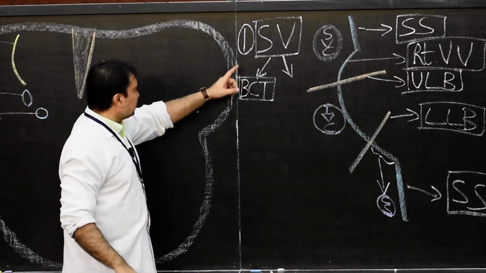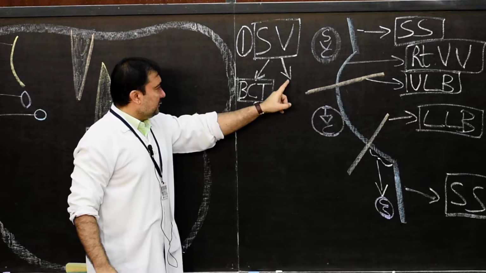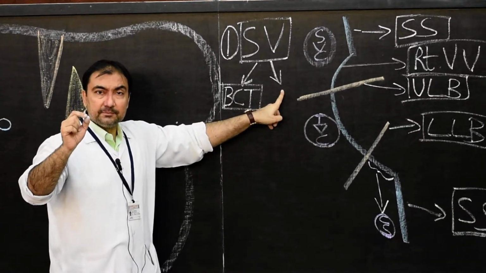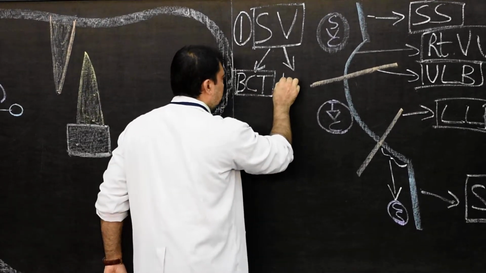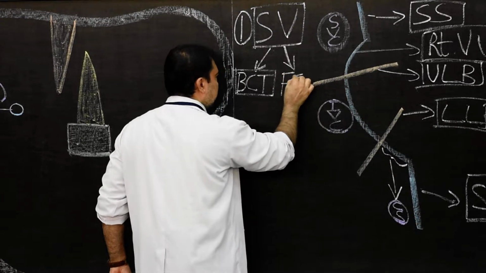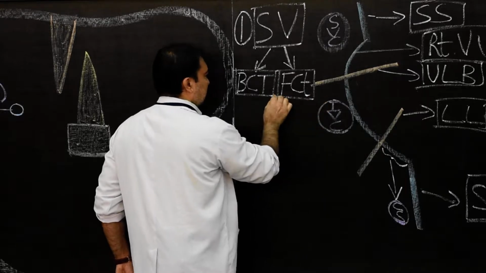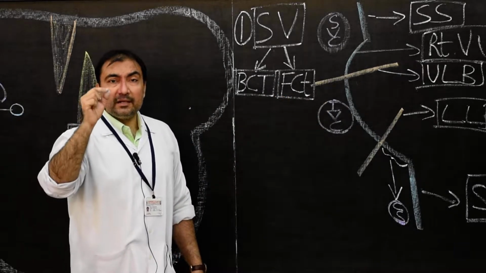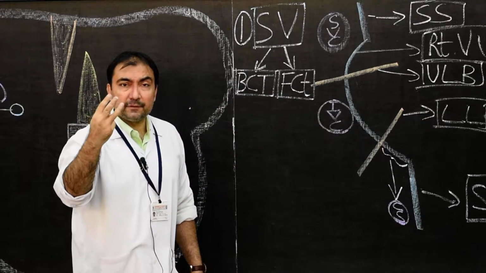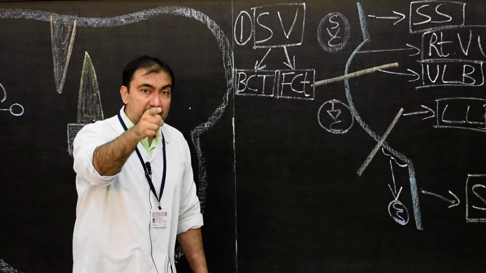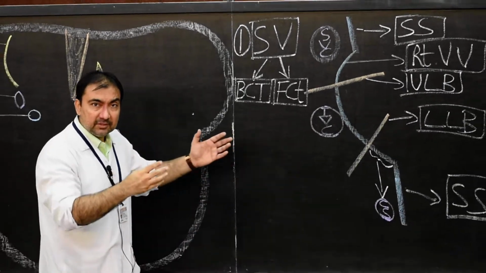Portion of sinus venarum in front of crista terminalis. So I will write here, in front of crista terminalis, it will develop into three different structures. And what are those three different structures?